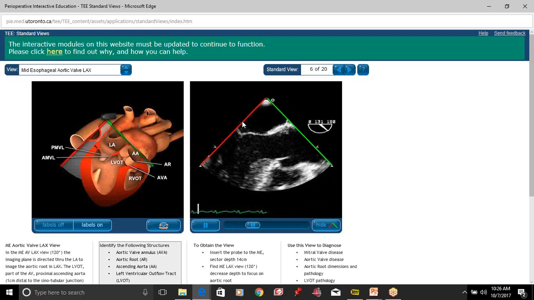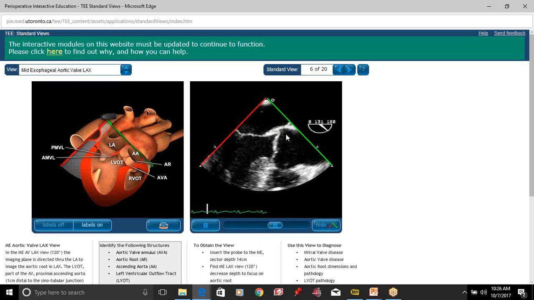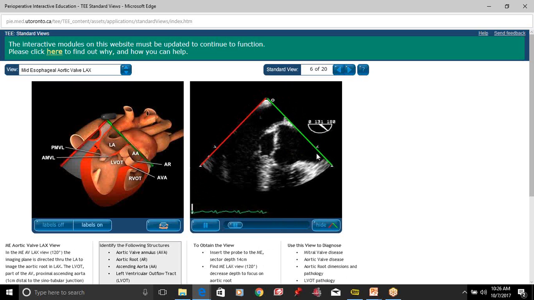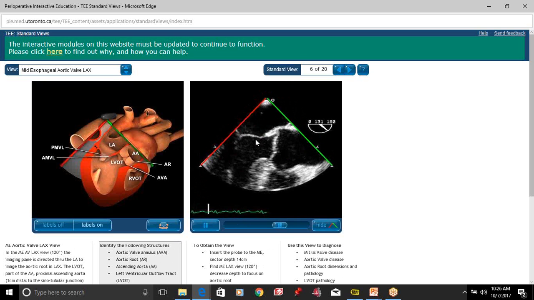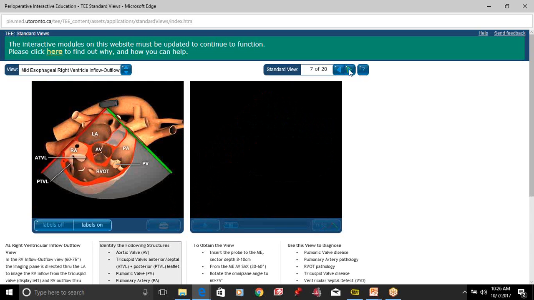So this is pretty much similar to what we showed you before with your aortic valve, the aortic root, ascending aorta, anterior mitral valve, posterior, pretty similar. Okay.